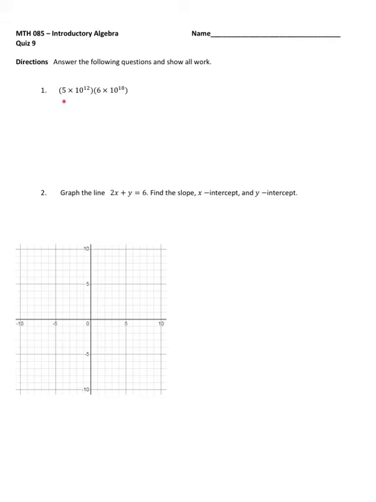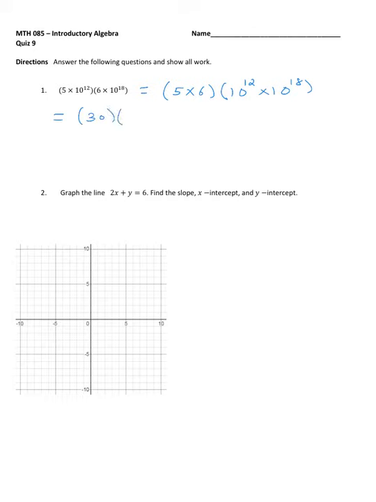In question 1, we have to multiply these two numbers that are in scientific notation. So the approach that you can take here is multiply the 5 and the 6 together, and then multiply 10 to the 12th and 10 to the 18th together. So you're comparing similar parts. 5 times 6, well, that's definitely 30.